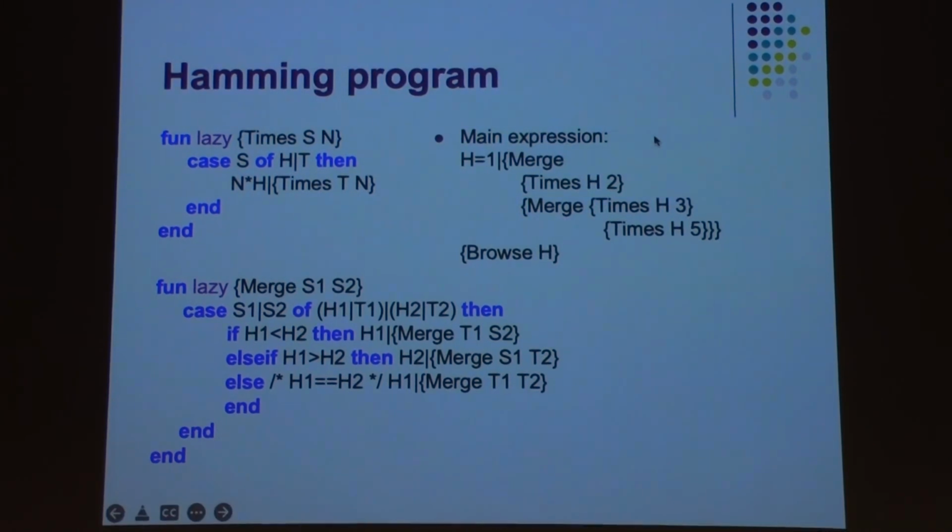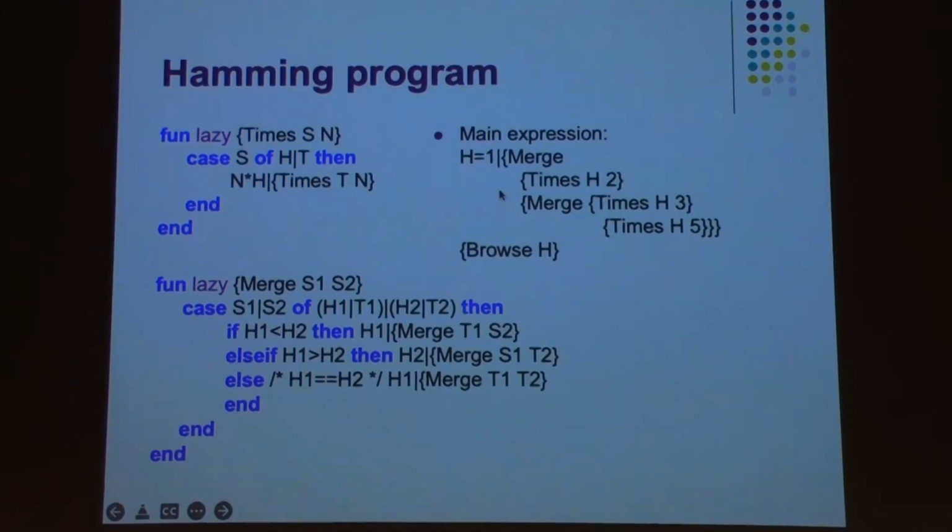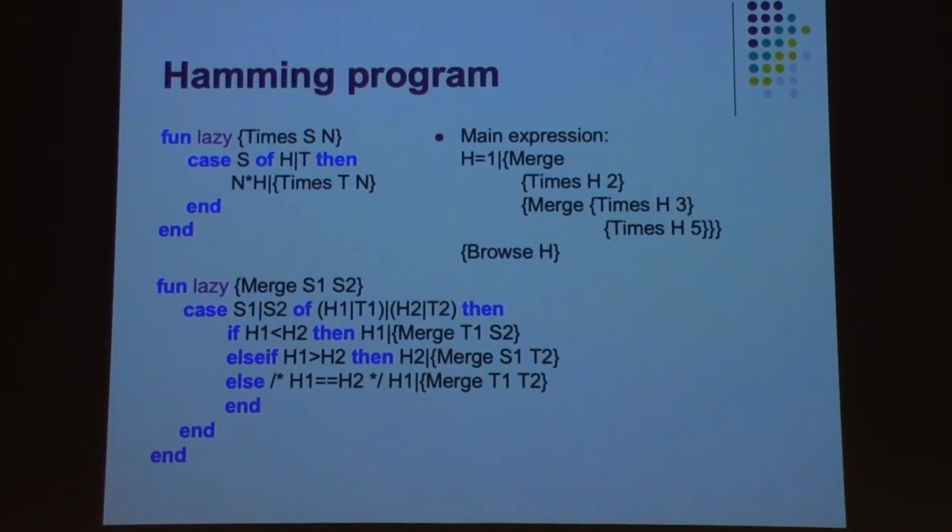The actual main program is this. Look how simple it is. H is equal to 1, followed by, basically we have to merge the 3. We just have to merge these 3. So we have merge of times H 2, and the second argument is a merge of times H 3 and times H 5. And that's it. You could make it a little bit simpler if you had a 3 argument merge, of course, huh? But then this one would be more complicated. So there's no reason to do 3 arguments, but you can do it if you want, okay? And then you browse H.